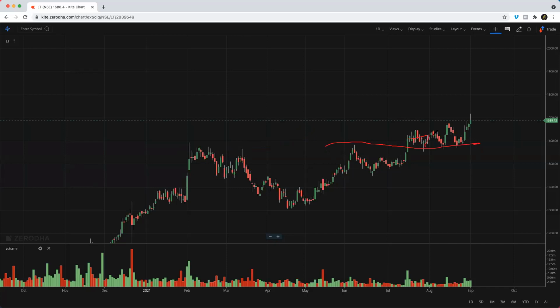Once again, it came down. It played around over here for a while. Now, once again, it has started a further upside move. Now, I'll just quickly show you some of the trades, some other trades also.